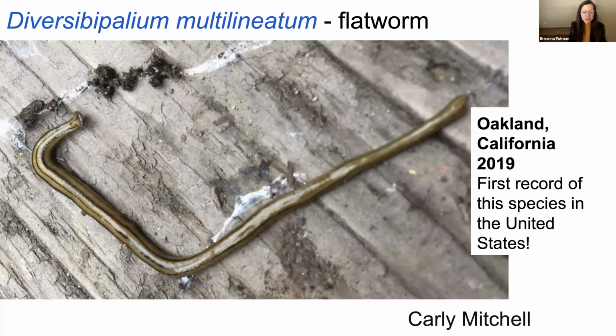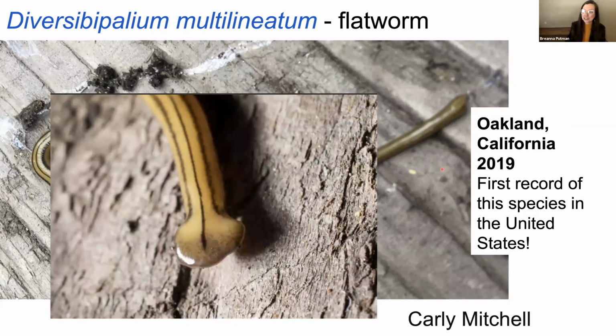We also got 2 years ago one of our first records of this invasive flatworm in Oakland, California. So this flatworm is native to Japan. It has never been observed in the United States until this person participated in the City Nature Challenge and submitted this photograph. Oh, and here's a close-up of the head of the flatworm. So again, this is a really important observation, just understanding what occurs in the US.